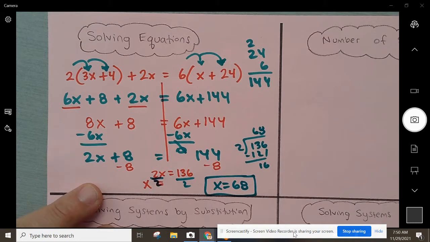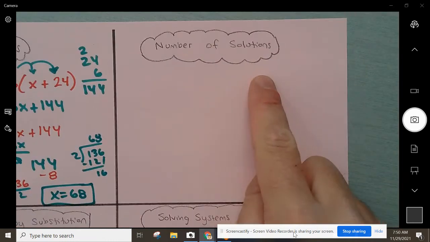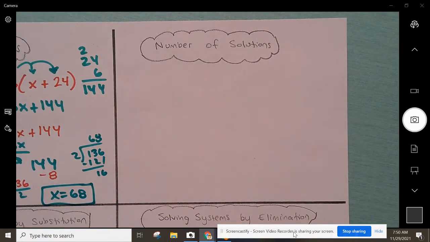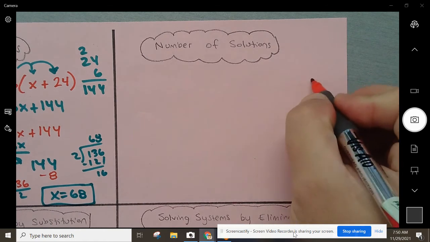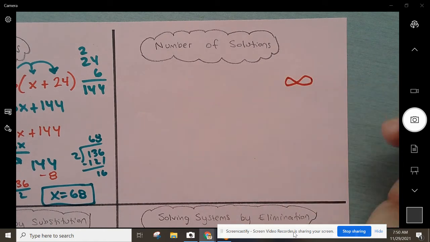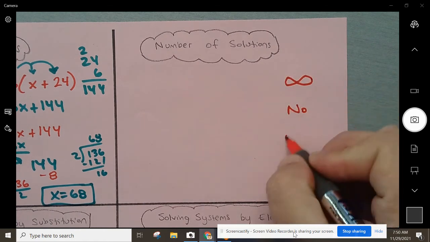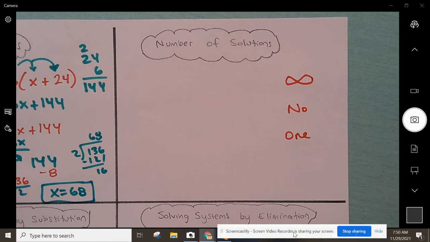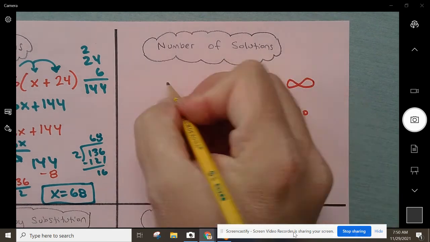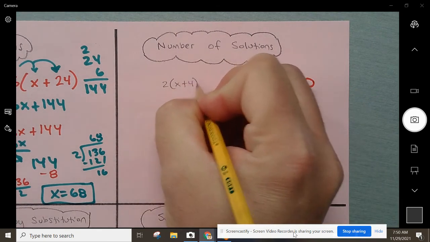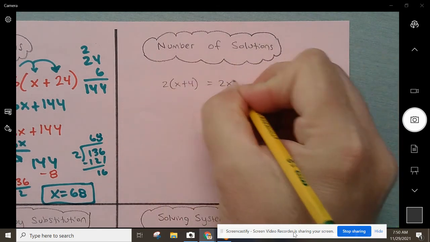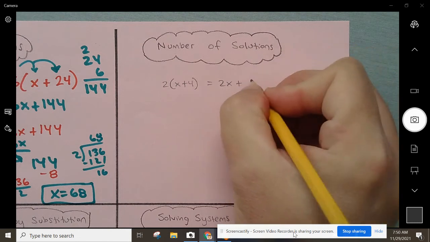Let's move on. All right, number of solutions. If you remember, there's only 3 options. It's either infinite, no solution, or one solution. Okay, so write these notes down. When you see something like, let me write in pencil here, 2x plus 4 equals 2x plus 8.